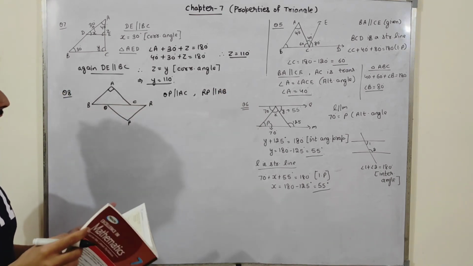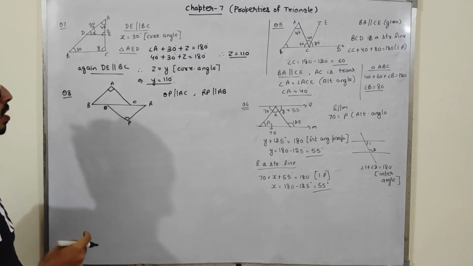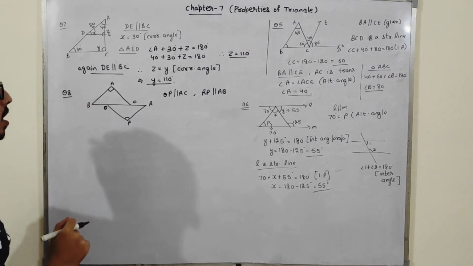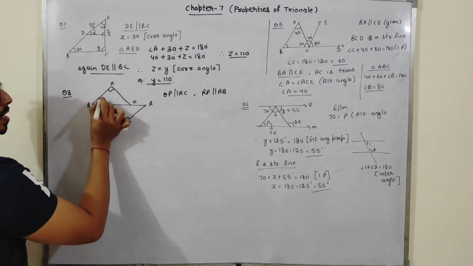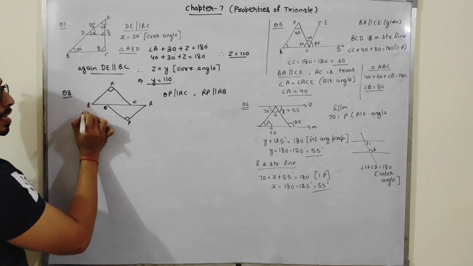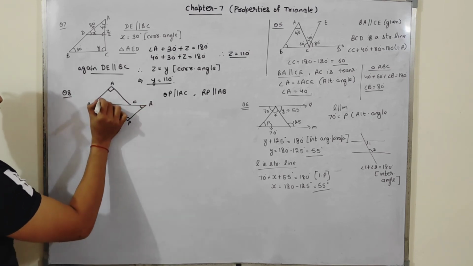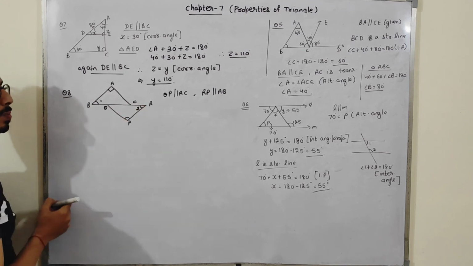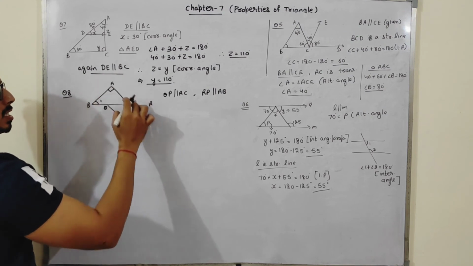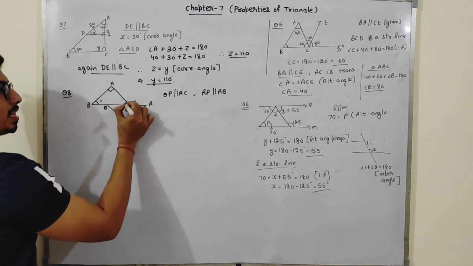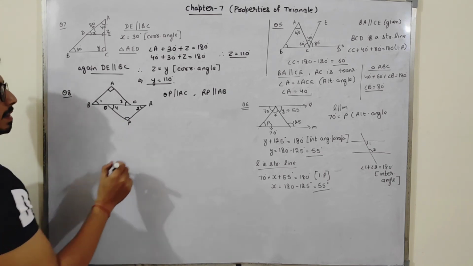What we have to do? Find angle P. I have to find out this angle. Okay. Now just see, students. This line is parallel to this line. That means I can say this angle is equal to this angle. I can say angle 1 is equal to angle 2. Similarly, this line is parallel to this line, so I can say angle 3 is equal to angle 4.